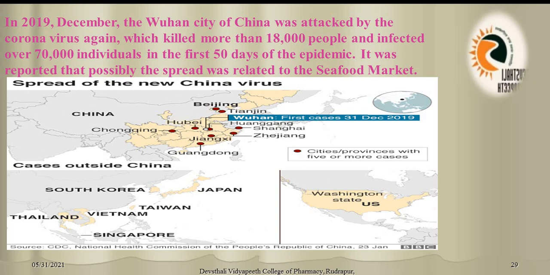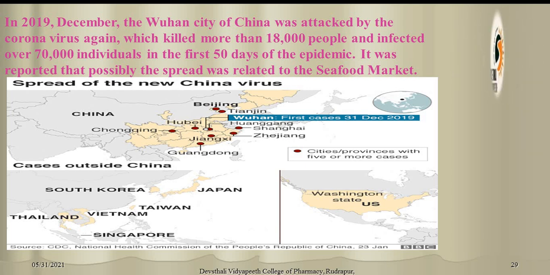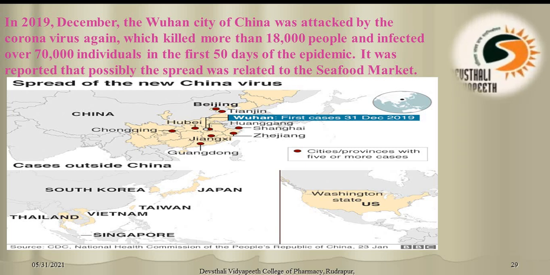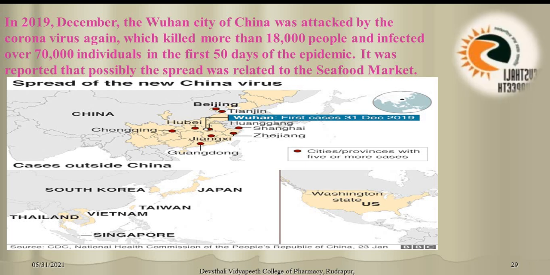After that, in December 2019, the city of Wuhan in China was attacked by coronavirus again, and in the initial 50 days of the epidemic, about 18,000 people were killed and about 70,000 individuals were affected, and the reported spread of the virus was possibly related to the seafood market.